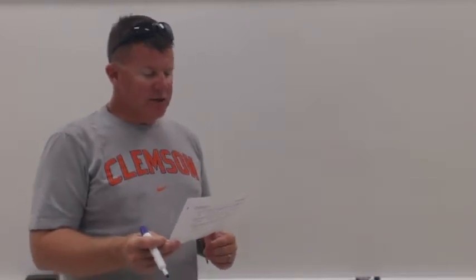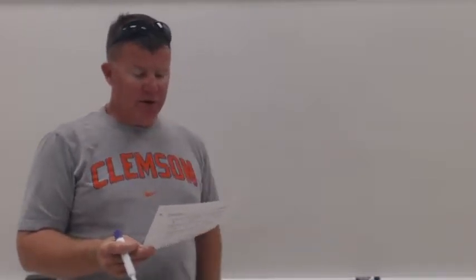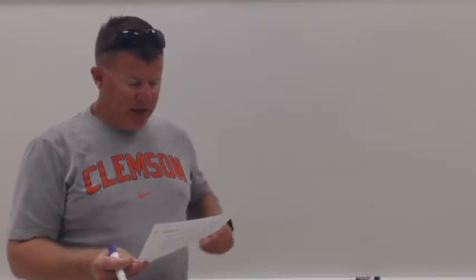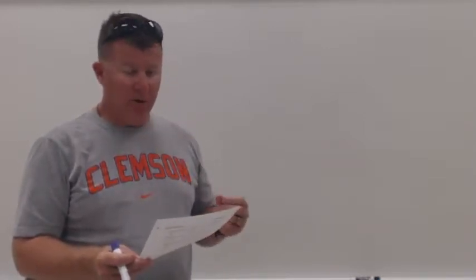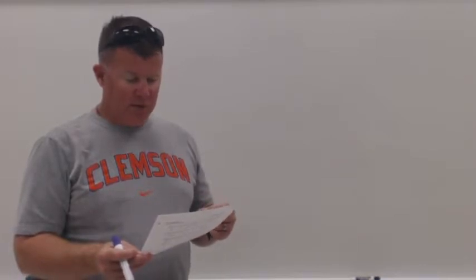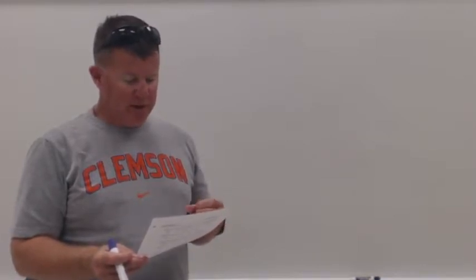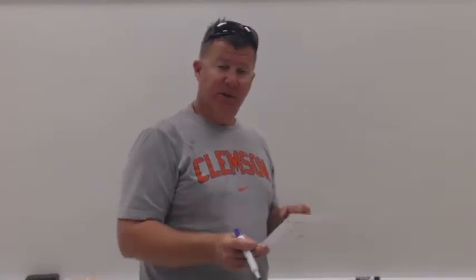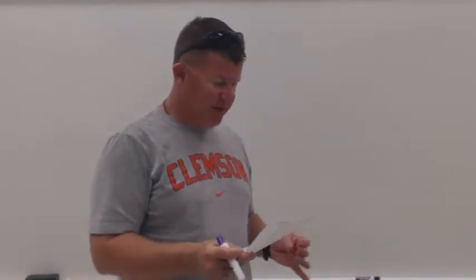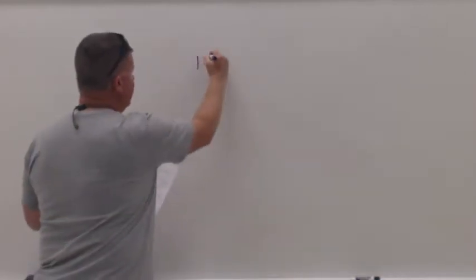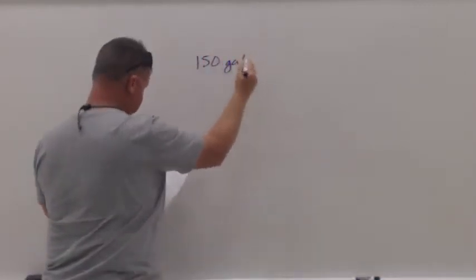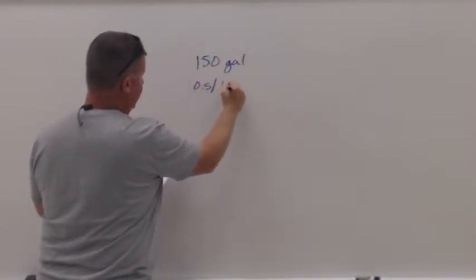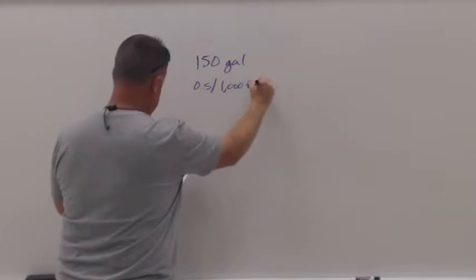And number 8 states that your rear mount sprayer on your John Deere 2150 holds 150 gallons of herbicide. It has been calibrated to apply 0.5 gallons per 1,000 square feet. How many times would you need to refill your sprayer if you're spraying an athletic park that has 37 acres in it? So, a lengthy problem again. So we've got a 150 gallon tank. The information that is given to us is that it'll do 0.5 per 1,000 square feet.